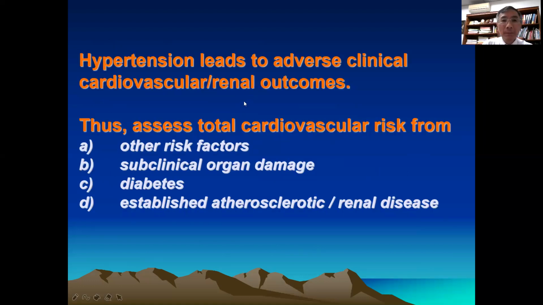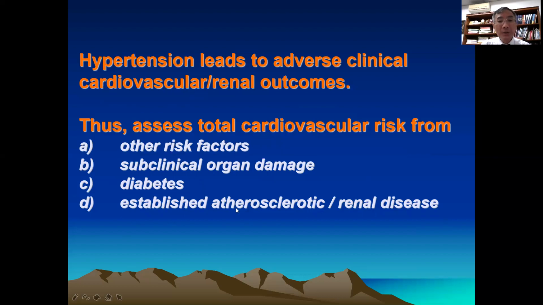Now, remember that hypertension is bad because it leads to adverse clinical cardiovascular or renal events, which we are trying to prevent. And so when we approach the patient with hypertension, we should assess the overall likelihood of getting these adverse outcomes, which means we have to look for other risk factors that can produce these bad clinical outcomes. We have to look for organ damage. Those with organ damage are more likely to get the adverse outcomes.